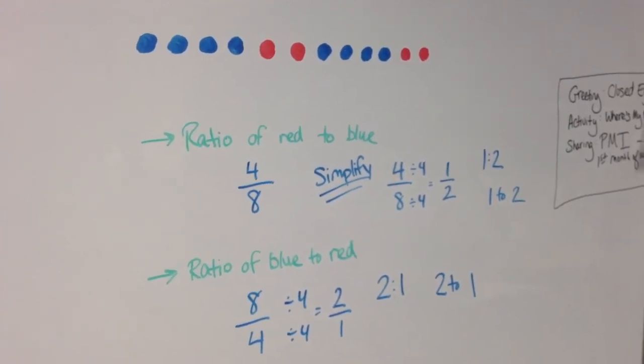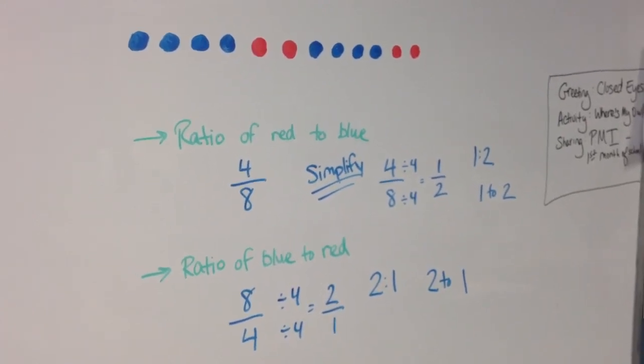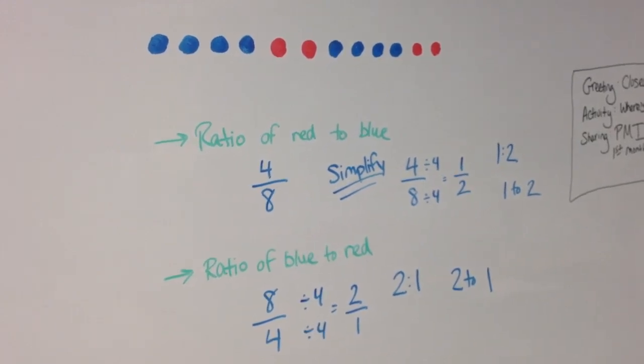And we just want to keep in mind that we must keep it as 2 numbers. We can't simplify that 2 over 1 to just 2. We have to have 2 numbers to make it a ratio. So the final answer is 2 to 1.